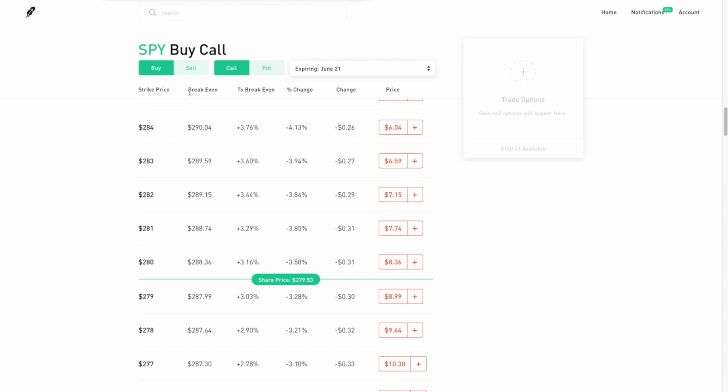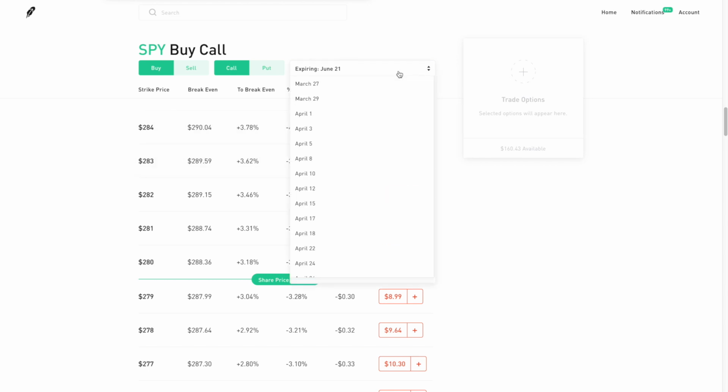The break-even price only matters if you're actually exercising the option. This is just the strike price plus the price of the option combined, which is the break-even price. So it doesn't really concern us too much on the break-even price. We're primarily focused on the strike price. Percent change, this is how much the option changed within the day. And then this is how much the option trade changed within the day in dollar form, so in pennies form.